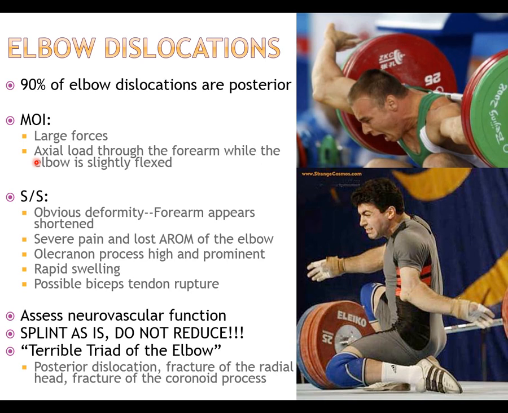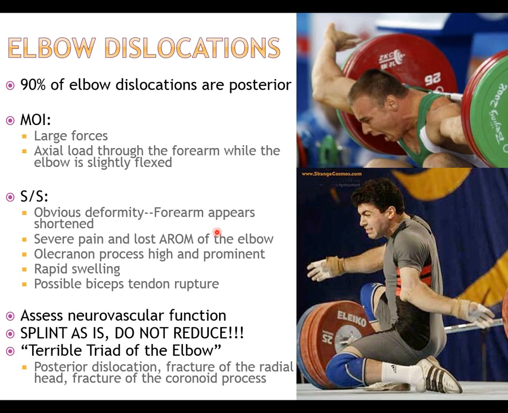Very obvious deformity. The forearm is going to appear shortened on the side of injury because the entire forearm has actually moved posteriorly. If you compare it bilaterally, the forearm of the injured arm will be a lot shorter. Obviously, you're going to be in severe pain and you're going to have complete loss of range of motion at the elbow. It's going to be stuck because that joint is no longer there. You're not able to do flexion, extension, supination, or pronation because that joint is no longer articulating, so range of motion is not going to occur.